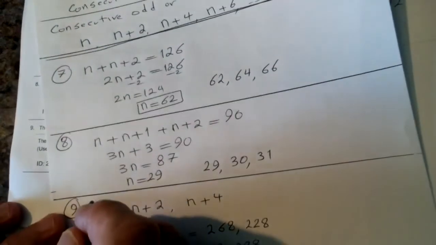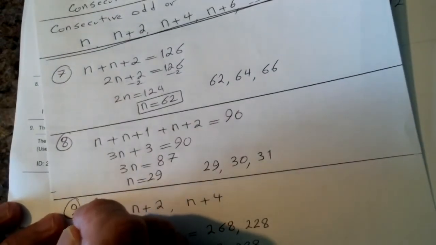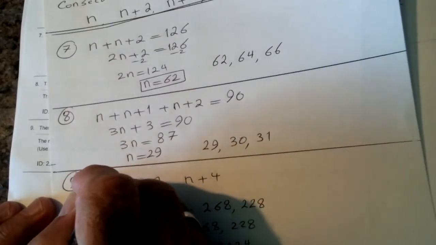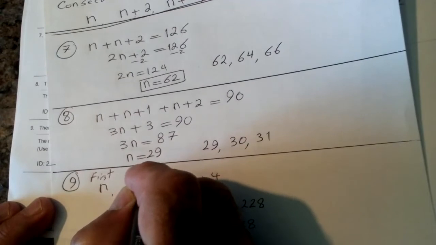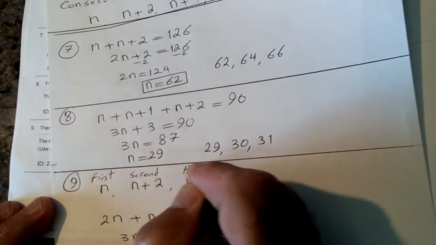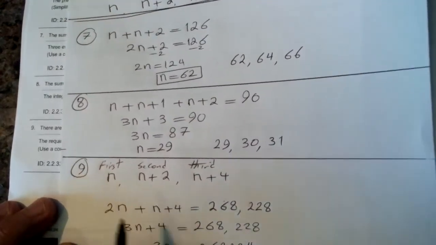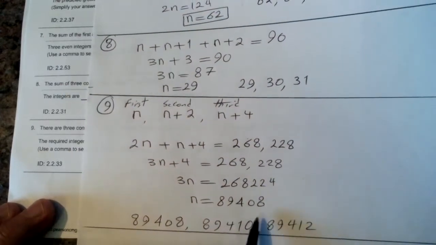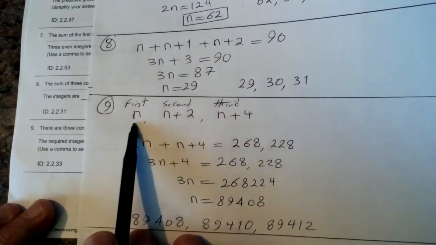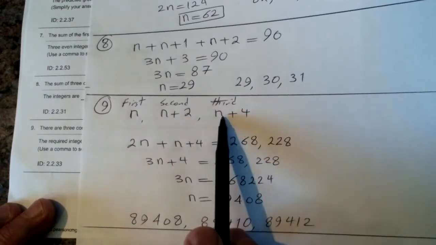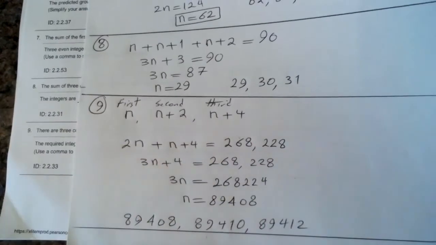So if this is the first one, and this is the second, and the third one, twice of the first plus the third is equal. So you solve that, you find the n. When you find the n, then if the first one is this, the second one is n plus 2. The third one is n plus 4. And that's how you come up with the numbers.